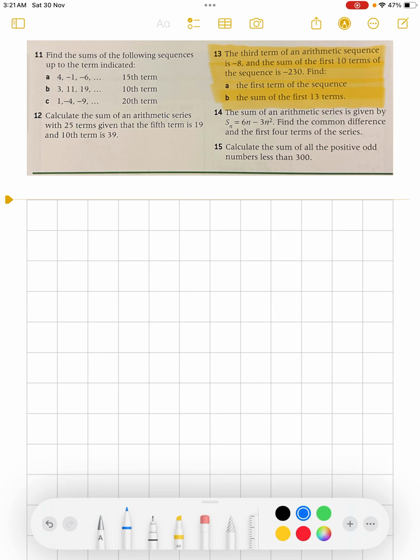I'm looking at question 13. It says the third term in an arithmetic sequence is -8, and the sum of the first 10 terms of the sequence is -230. Find, first of all, the first term of the sequence.